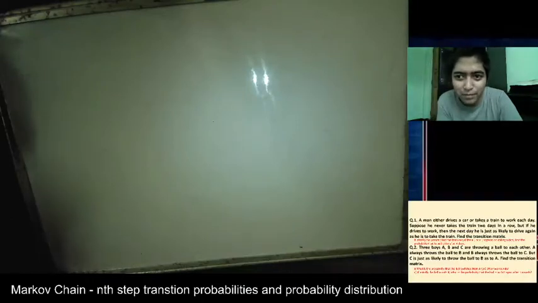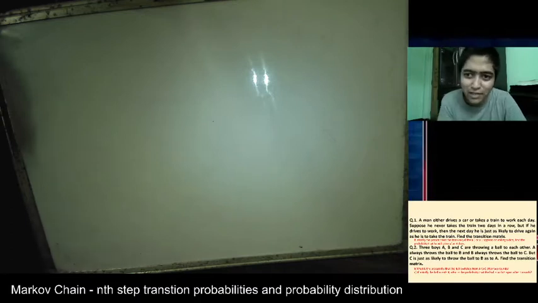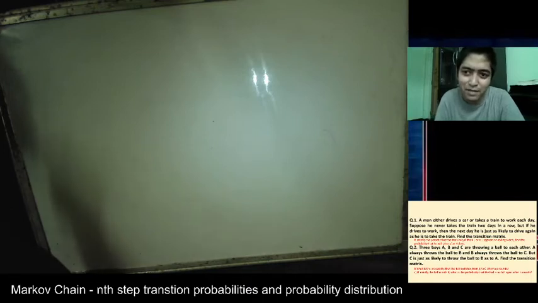Hello, so today we will still be learning about the Markov chain, but today we will learn about the n-step transition probabilities and probability distribution. Just let me make it clear to you what exactly we are talking about. When we learned about the transition matrix, we mentioned that the transition matrix consists of probabilities.